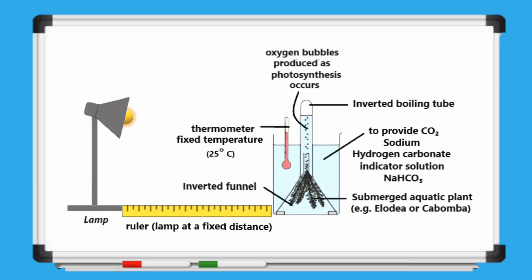This diagram shows all the important equipment that we will use. There is a light source like a lamp to provide light energy. Then we have a thermometer to monitor the temperature, an inverted funnel, and an inverted boiling tube placed over the aquatic plant, which is submerged in the solution. All of this is held in a beaker. This setup helps us collect the oxygen and observe the color change in the indicator.